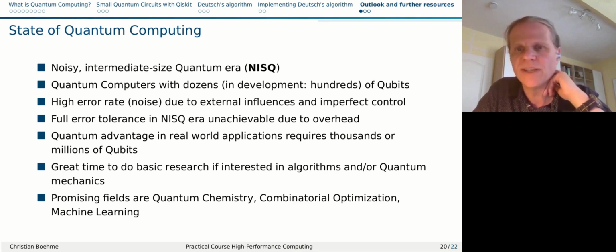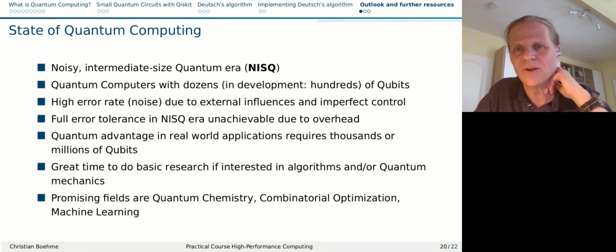And our intermediate size quantum computers are just too small in order to achieve full fault tolerance. So we have to work with quantum computers which are not fully error tolerant, but only partly error corrected. All in all, this does mean currently there's no real world problem we can actually solve with a quantum computer.